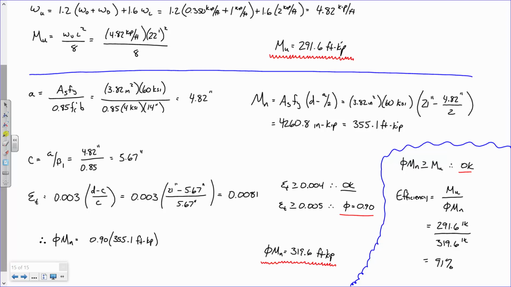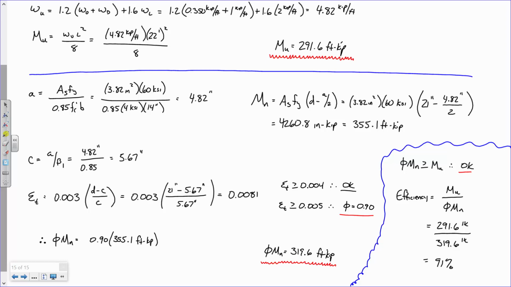Now, two questions. What if your efficiency is like 60%? You've got to redesign it. And what does that mean? Tell me what 60% efficiency means. The beam's too big. It's too conservative. There's too much going on. So if you get an efficiency of 60%, you've got to redesign. And that usually means trimming something up, making it shallower, using less reinforcement.